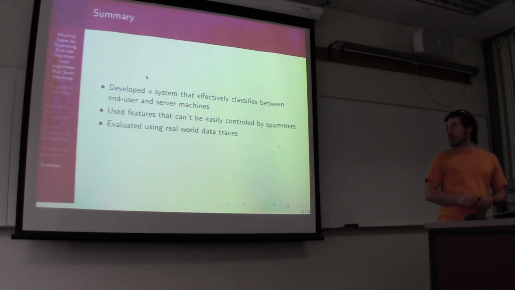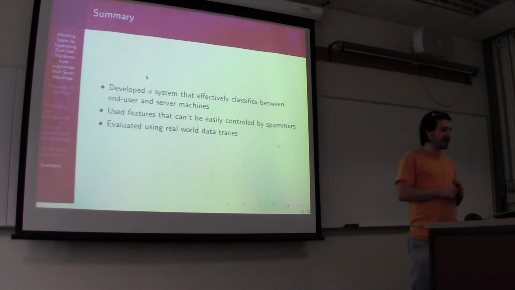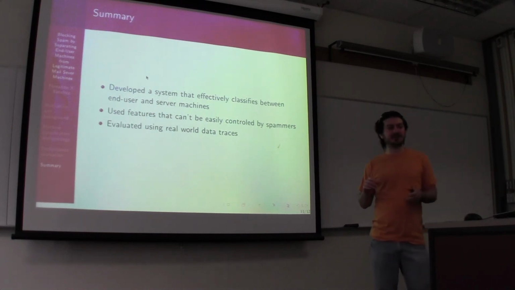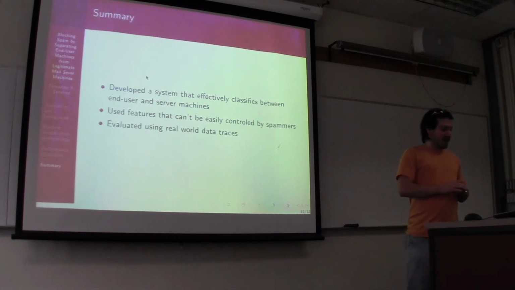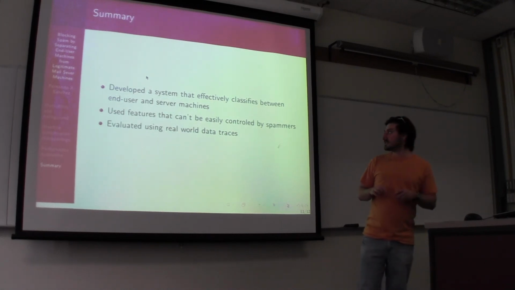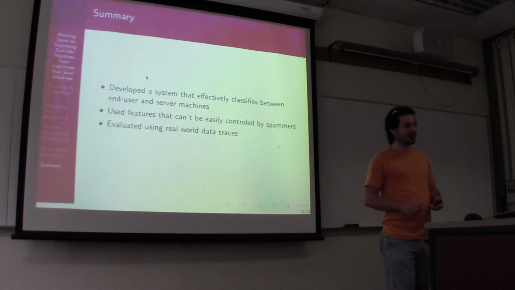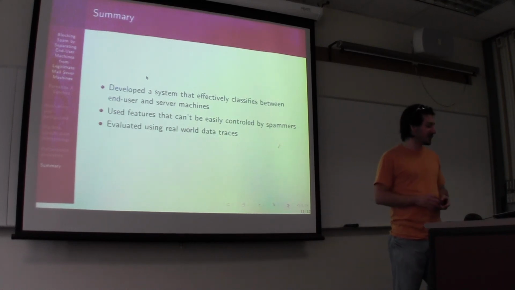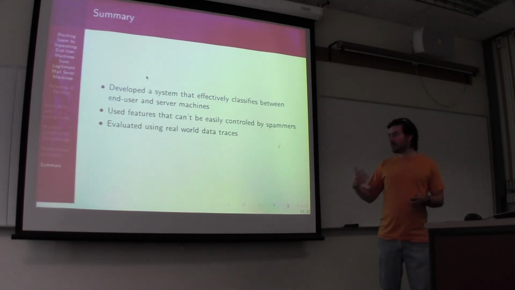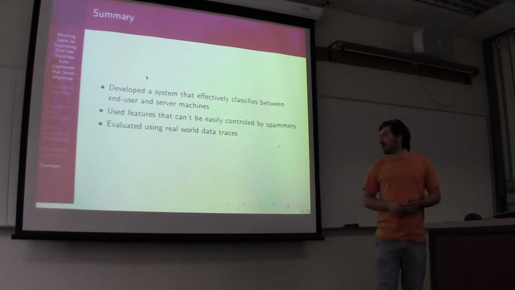Okay. So basically, just to summarize, we have developed a system to effectively classify between end user machines and legitimate mail servers, with the idea that most end user machines sending an email are compromised machines that definitely should be blocked, while we can allow legitimate mail servers to still perform well and not be blocked.